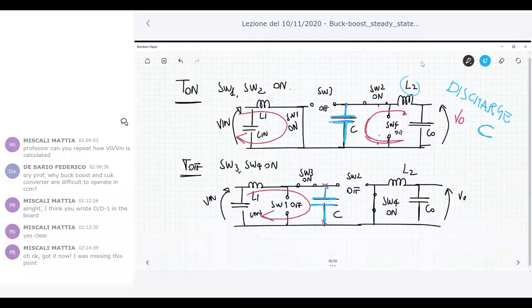If you now look at the capacitance C, even T off has a meaning, because during T off, C is connected to the input side, so we are in a phase in which the capacitance C is charged. In that case, it is most useful to look not at what happens to the inductance, but at what happens to the capacitance. So in this case, we have a dual consideration with respect to the previous circuits.